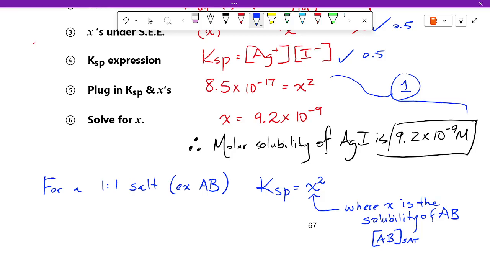And what if we have a 1-to-2 salt? This is like the first one we did. So for example, A2B or AB2. KSP is going to equal, let's go back and look.